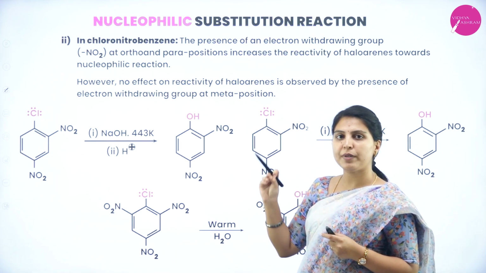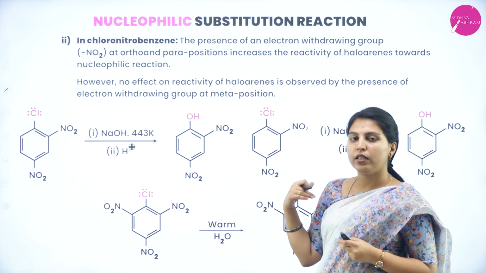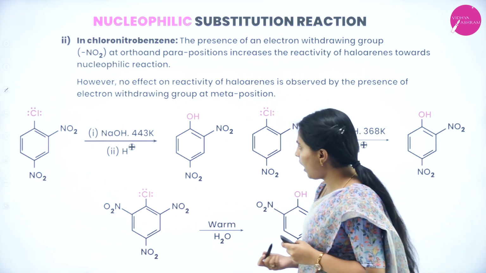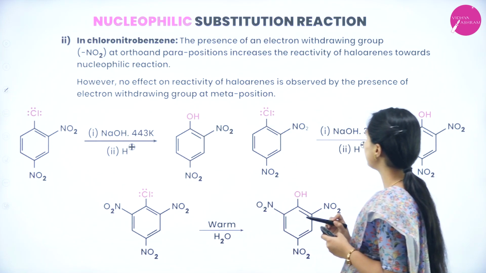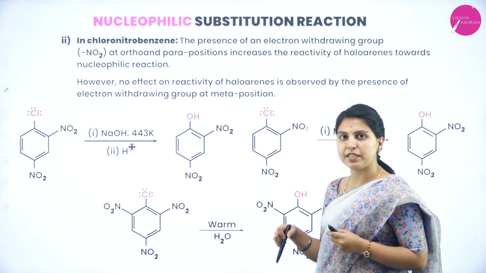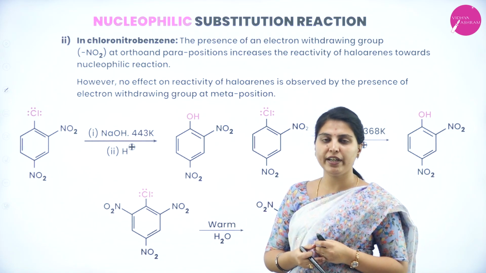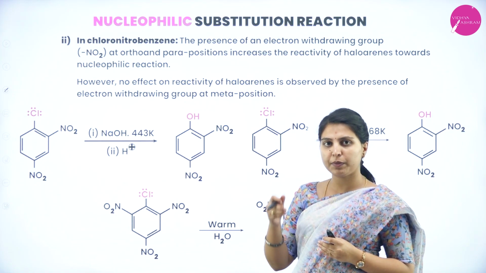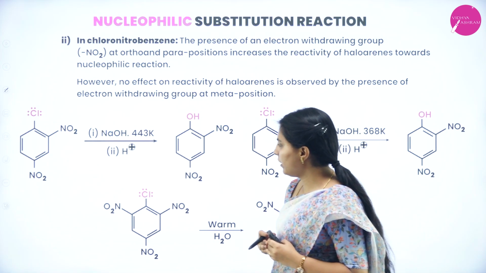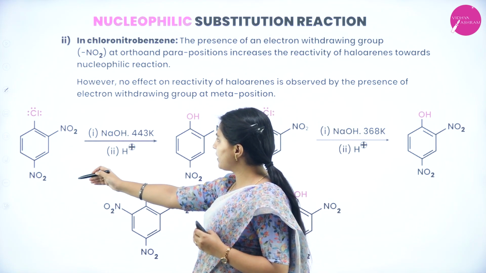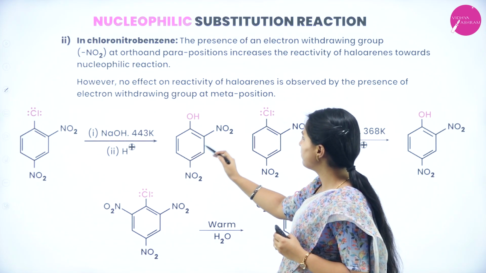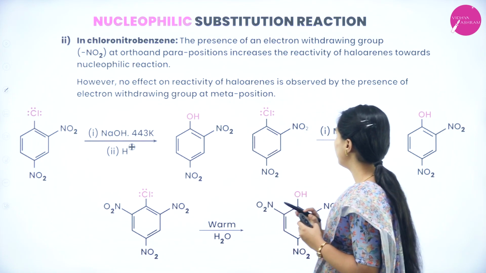Due to the nitro group present in the ortho and para positions, the reactivity towards nucleophilic substitution increases. However, no effect on the reactivity of haloarenes is observed by the presence of an electron withdrawing group at the meta position. If the electron withdrawing group is present at the meta position, it will not show any effect. But if it is present in the ortho and para positions, it will show reactivity. So, this is chloronitrobenzene. When treated with sodium hydroxide at 443 Kelvin, it will form dinitrophenol. Okay.